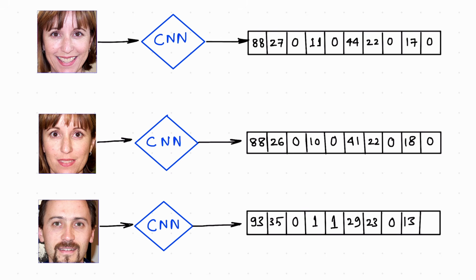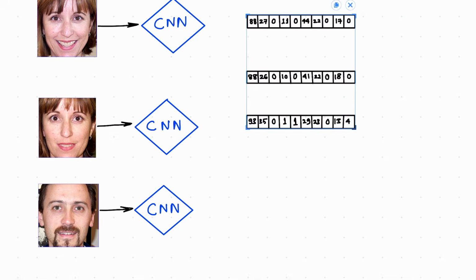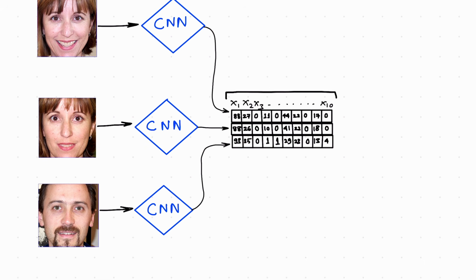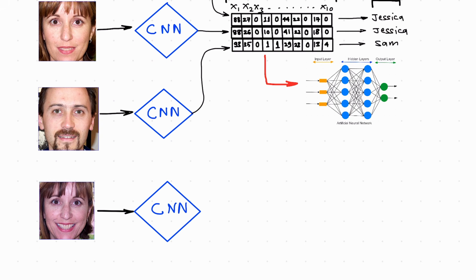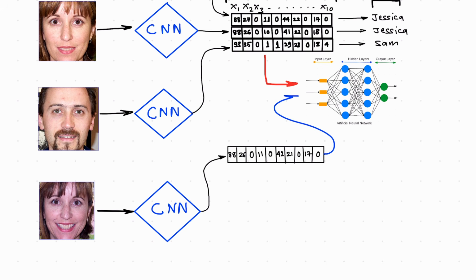Now, I can take this data, that is my input X, and use an artificial neural network to train the model against the output label Y, which is the name of the person. So when you give a new image to the model, it will convert it to numbers and then compare it with the numbers of all the other faces. And then it will give back the probabilities, like what is the probability of this image being Jessica or Sam. The final answer will be the face that gets the highest probability.